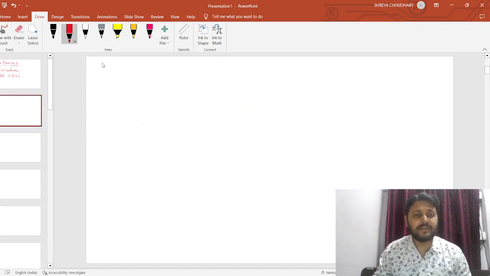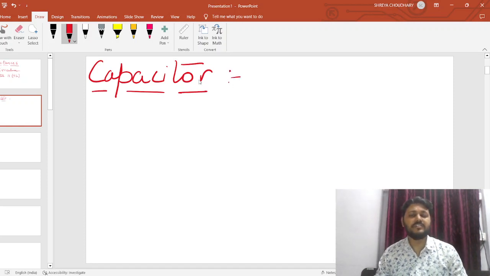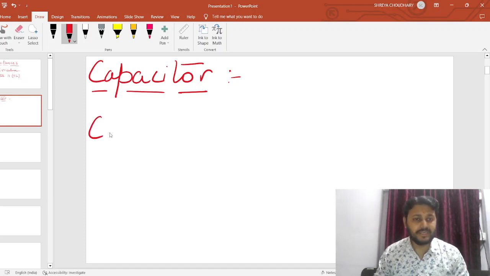What do you mean by a capacitor first, and then capacitance? Let me write down capacitor. A capacitor is such a device which is used to hold the charge. First point is this. Second point, capacitance.